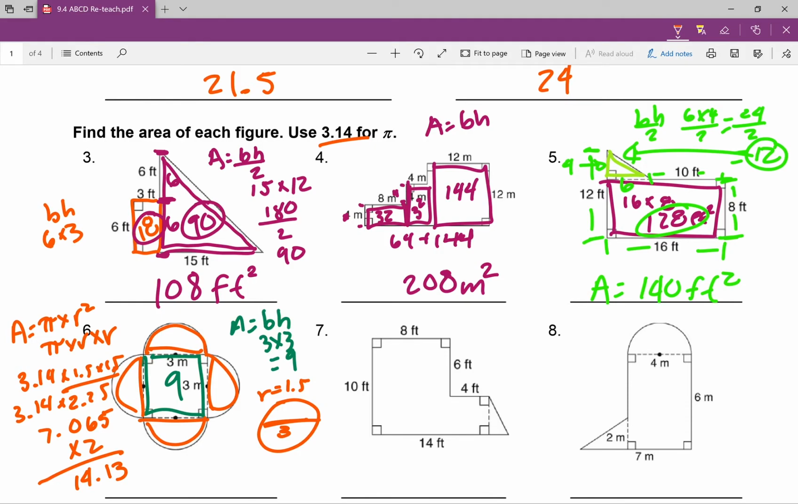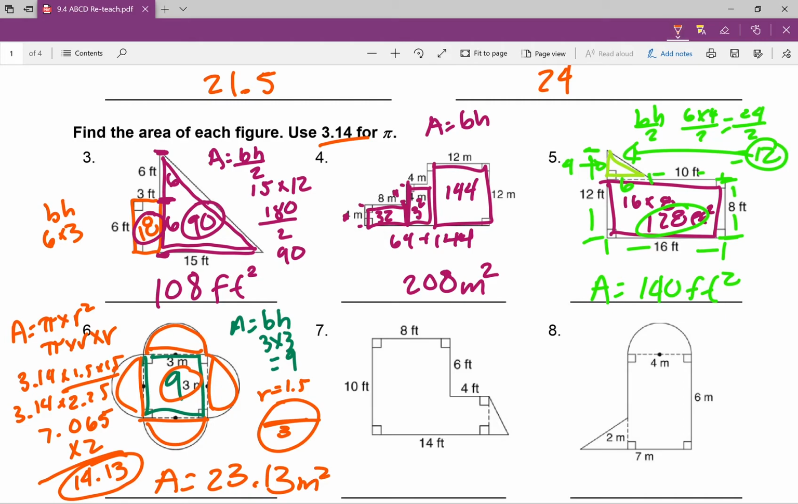Now, everything is all over the place now, but this is the area for my whole circles. The area for the square, all I gotta do is add them up. So that's gonna be area equals 23.13. These are meters squared.